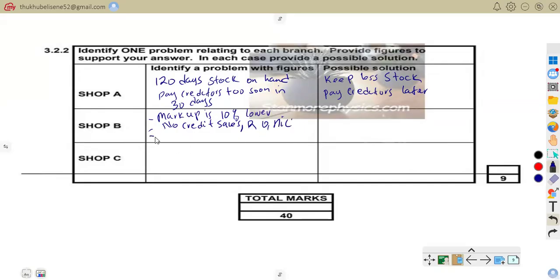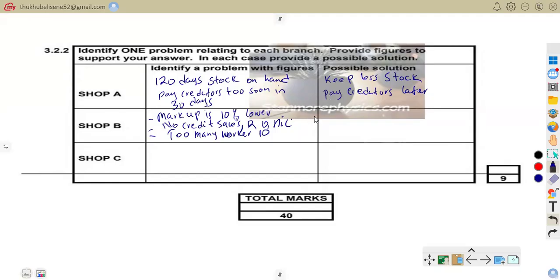And then we have too many workers, 10. We have too many workers because we have how many? 10. So now we have to give a solution on that problem.